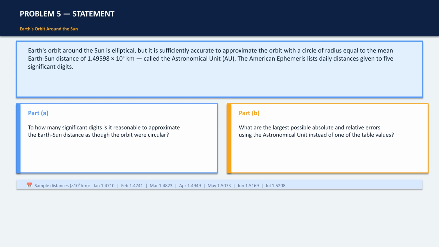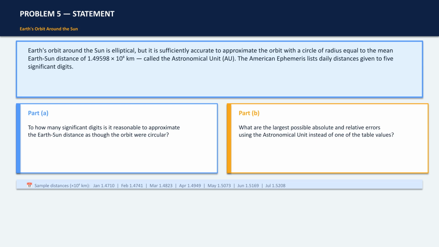Here's the problem. Earth's orbit around the Sun is elliptical, not a perfect circle. But for many practical purposes, it's close enough to a circle that we approximate it as one. The radius of that circle is the mean Earth-Sun distance, which is called the astronomical unit, or AU, and it equals 1.49598 times 10 to the 8 kilometers. That's 5 significant figures. The American Ephemeris, which is an official astronomical almanac, lists the actual Earth-Sun distance for every day of the year. It gives those distances to 5 significant digits as well.